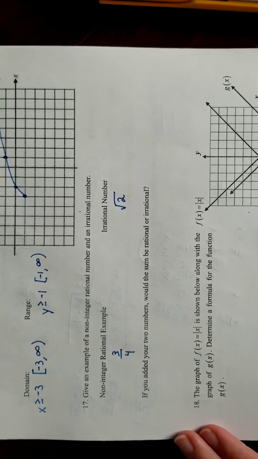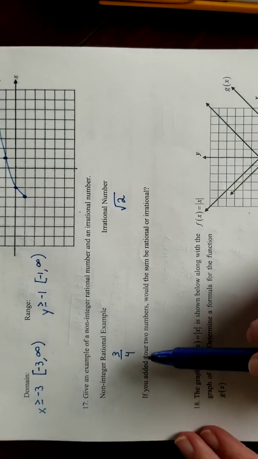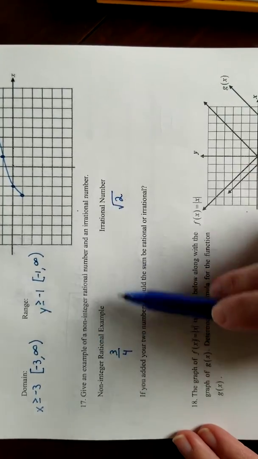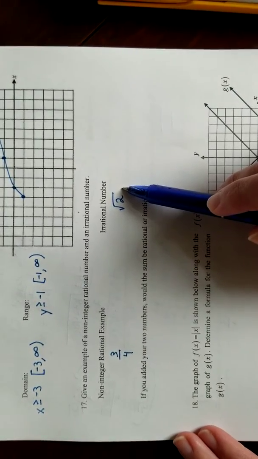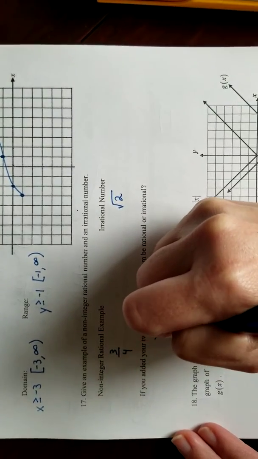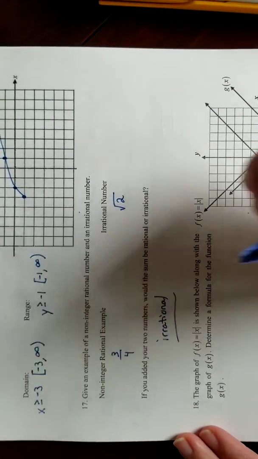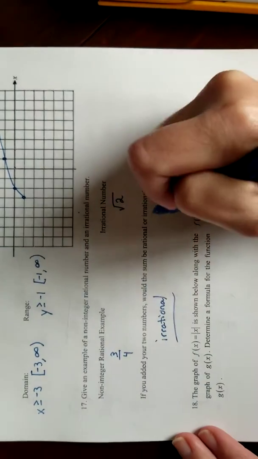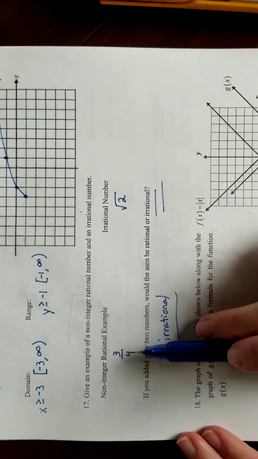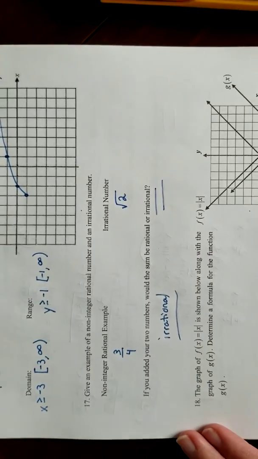If you added your 2 numbers, okay, so we're adding a rational number and an irrational. So if we added these 2 up, what would we get? Well, the sum would be irrational. Because anytime that you're adding a rational number to an irrational, it would be irrational.